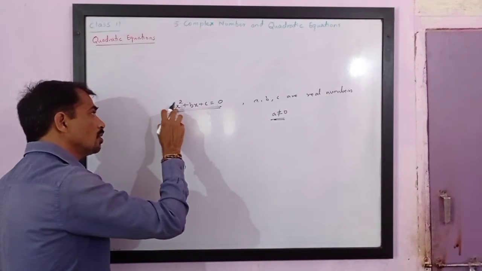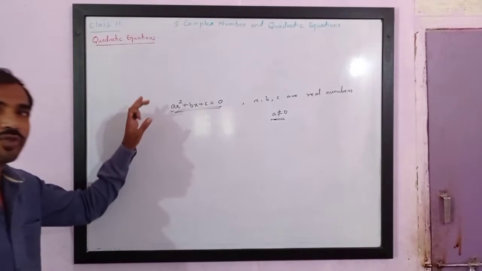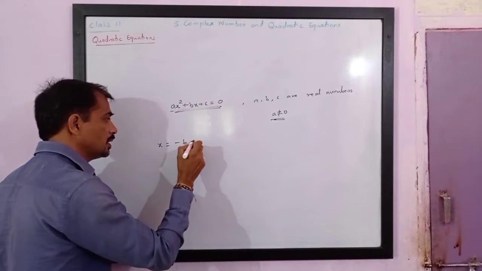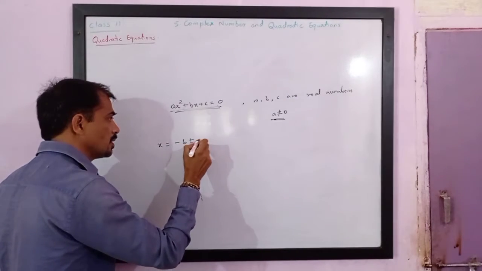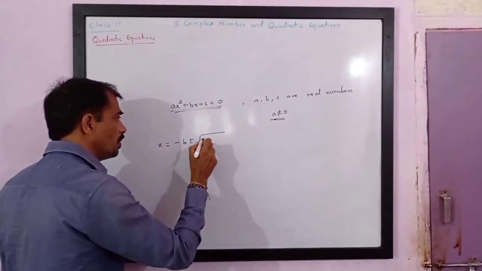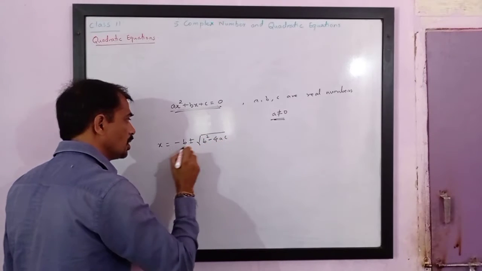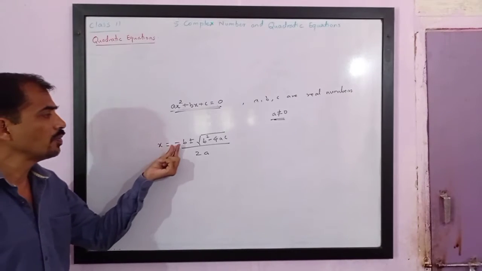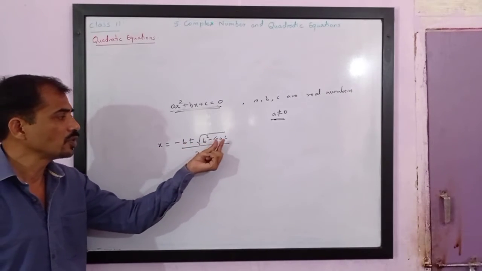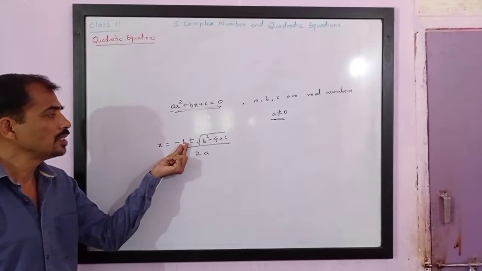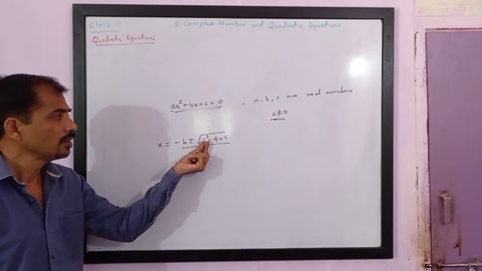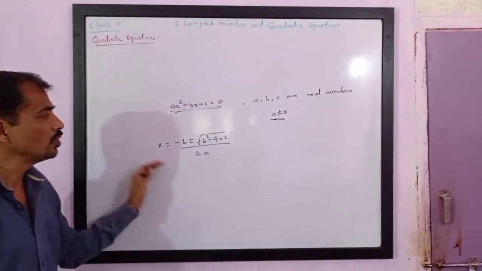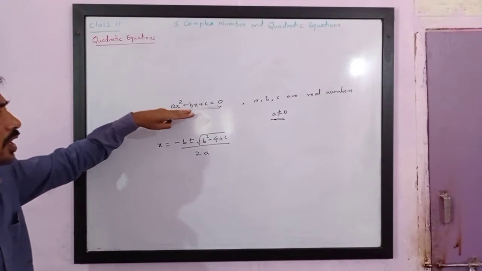Now, in order to solve the equations, we have the formula that x is equal to minus b plus or minus root of b square minus 4ac upon twice a. This is what we have studied. Here b is the linear coefficient, a is the quadratic coefficient, and c is the constant. By using this formula, you can find the solutions of these quadratic equations.